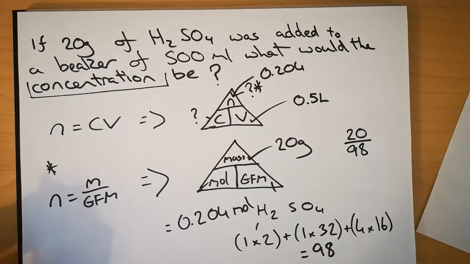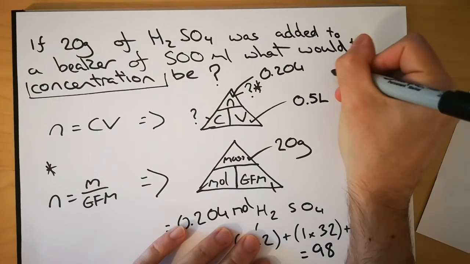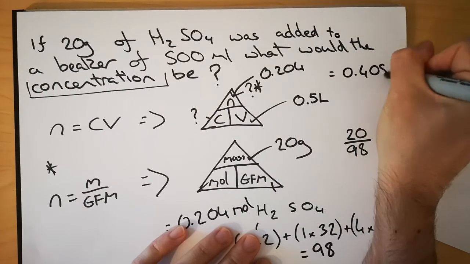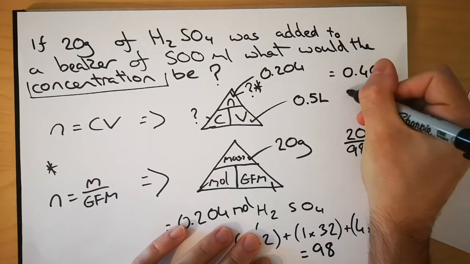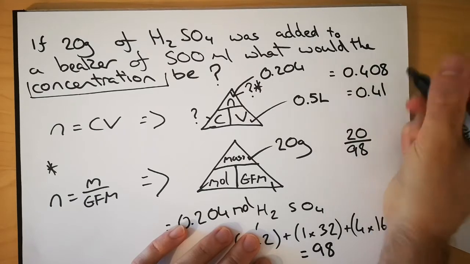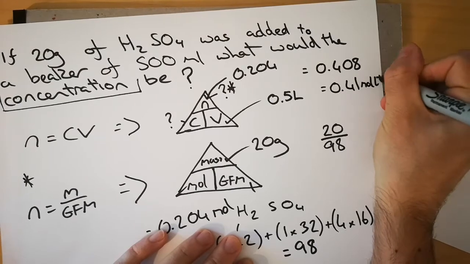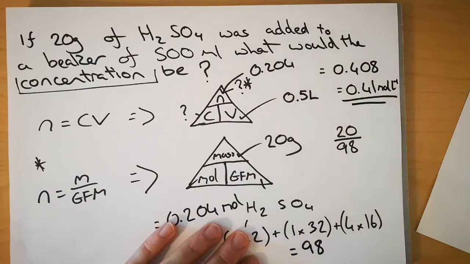Start that again, 0.204 divided by 0.5. So that is going to give me 0.408. Could make that equal to 0.41, and that would be moles per litre. And I'd double underline it.